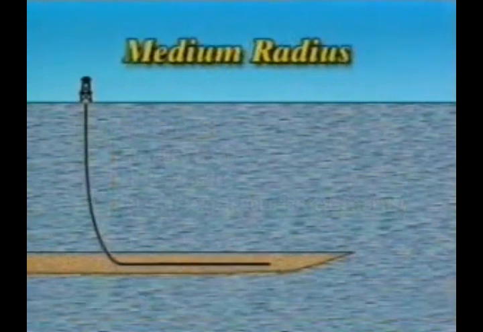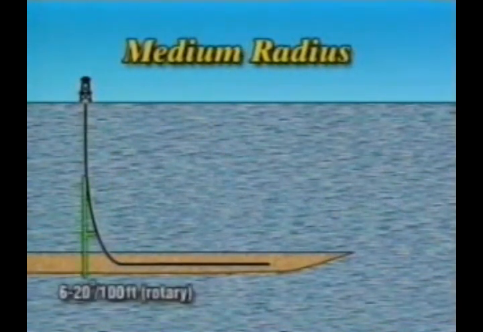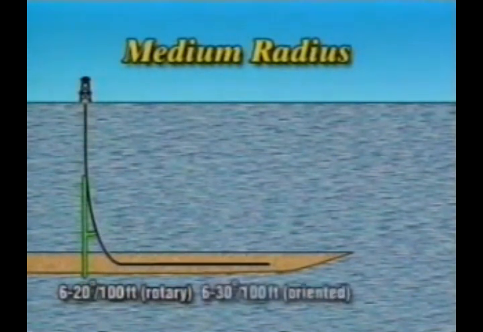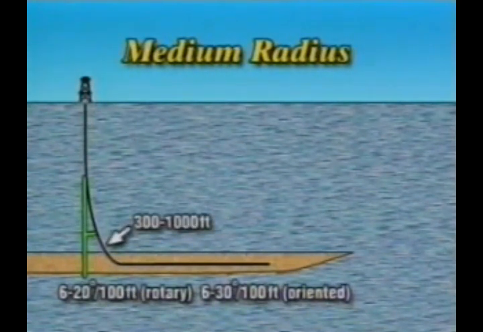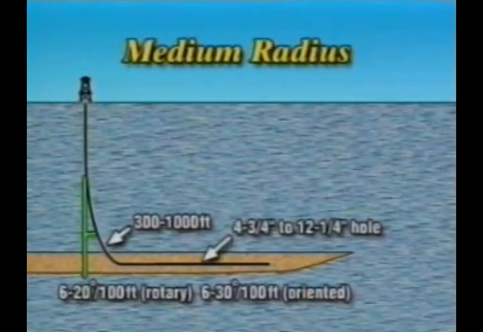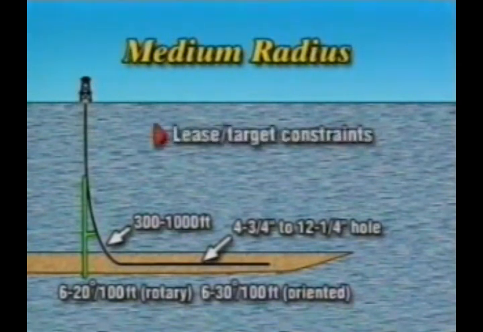In a medium radius well, there is at least one section with a build rate angle ranging from about 6 to 20 degrees per 100 feet in a rotary mode, and up to 30 degrees per 100 feet in an oriented mode. The radius of curvature ranges from about 300 up to 1,000 feet. Hole diameters range from 4 3/4 inches up to as high as 12 1/4 inches. Medium radius wells are appropriate for areas that could benefit from horizontal drilling, but where long radius methods are either unnecessary or impractical, as would be the case when lease boundary restrictions limit the well course.